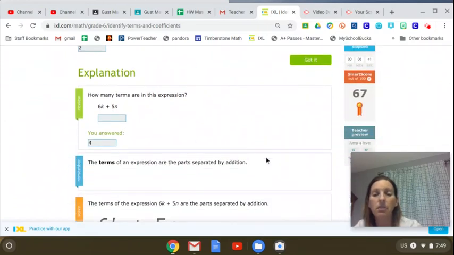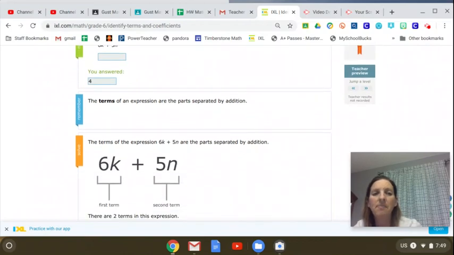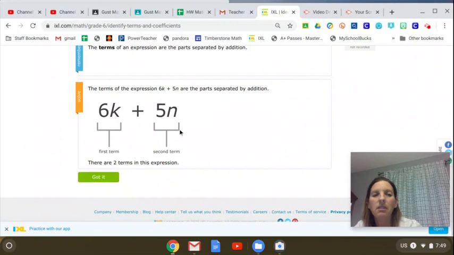And then what's really cool about this is it explains to you the definition of a term, and then it gives you a really good example. So here it's telling me the first term is 6k, the second term is 5n. So there are 2 terms. I typed in 4, but now I get it.